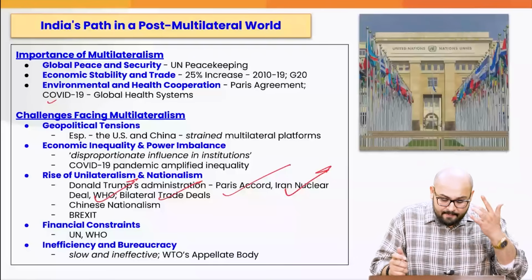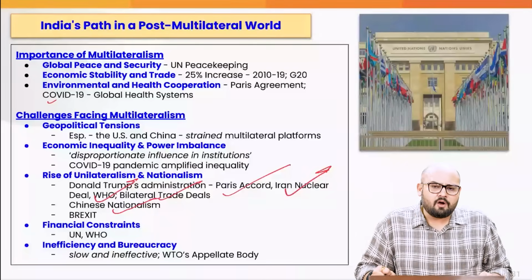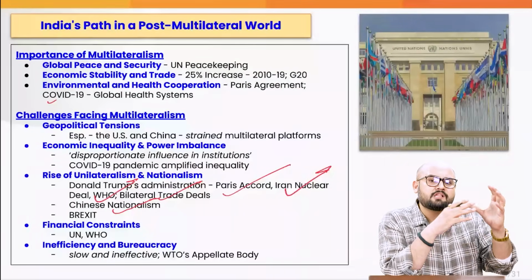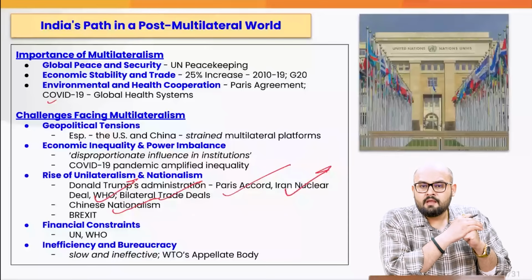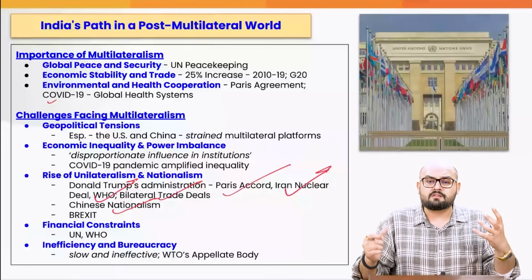Again, next aspect is of Chinese nationalism. Now, this is very important to understand. Why? Because we're just focusing upon the US. See, if the US has come up with such policies, there must be a reason. And the reason is this, China. There has been a growing nationalism, an aggressive form of nationalism in China.